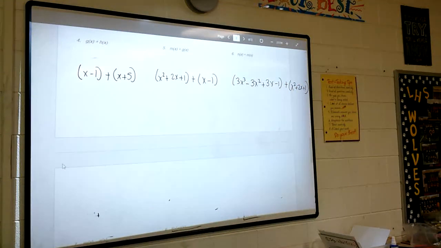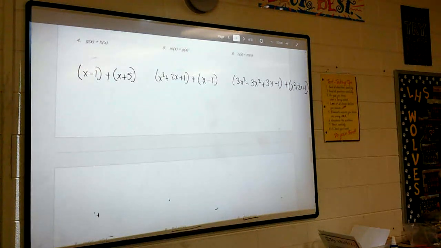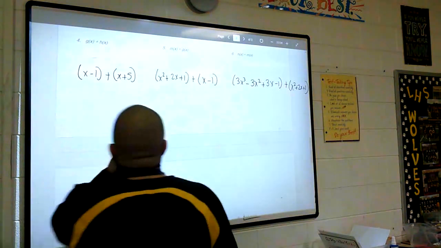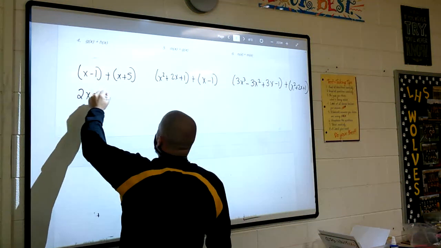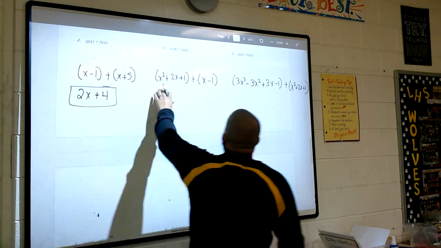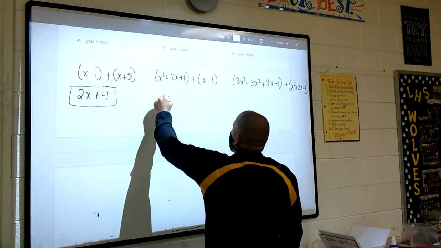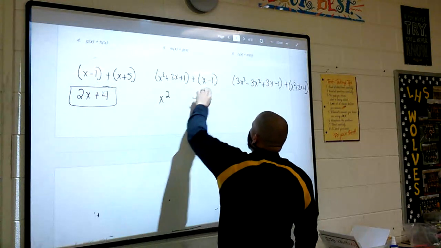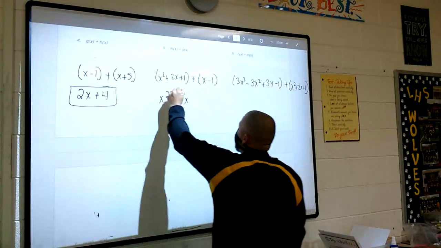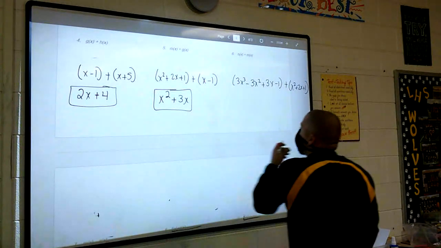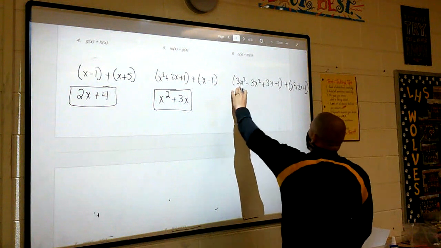And we want to combine like terms. Remember, that's all we can do when we're adding and subtracting is combine like terms. So we add our x's together. So we're going to get 2x. Negative 1 plus 5 is a positive 4. Over here, x squared, we're going to have to leave it. Then we have 2x plus x. That's going to give us 3x. We have positive 1 plus negative 1. Those will go away. Over here, 3x to the third.